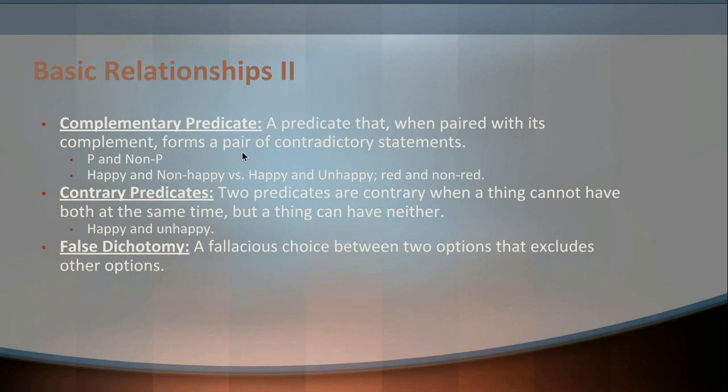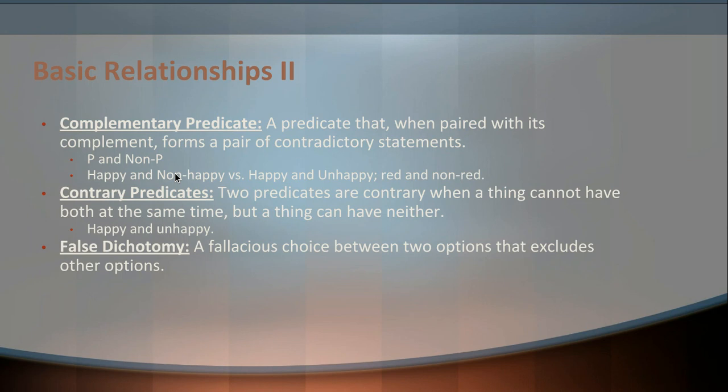It doesn't work as well with some of these, but the point is that complementary predicates are meant to exhaust all of your options. If I say that you're not happy, if I say that it's false that you're happy, that doesn't automatically mean that you're unhappy. There are other options that exist somewhere in the middle of those two terms.